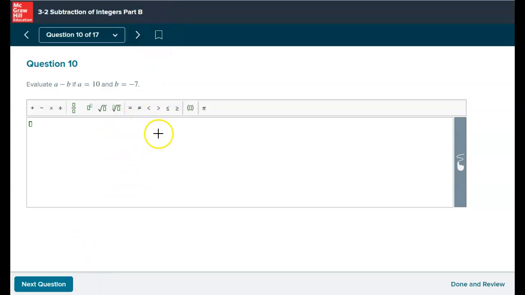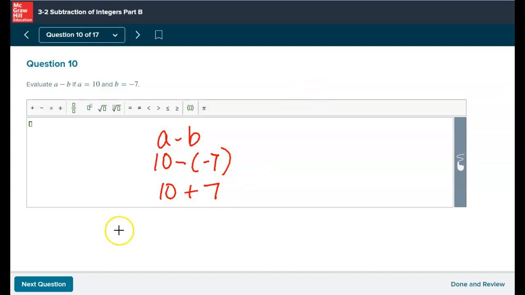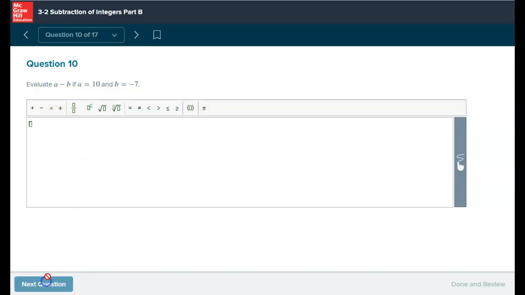All right, so they're giving you A minus B. A is 10. This is subtract, so this is subtract. And B is negative 7. Remember that this minus goes here, and then this is a negative 7, so this has to be negative. So it's subtract negative 7. Then you would keep, change, switch, and I think I don't need to tell anybody what the answer to that problem is. All right. Next question.